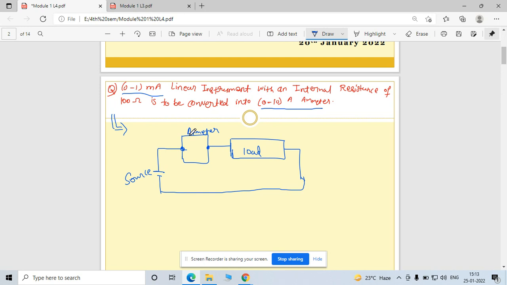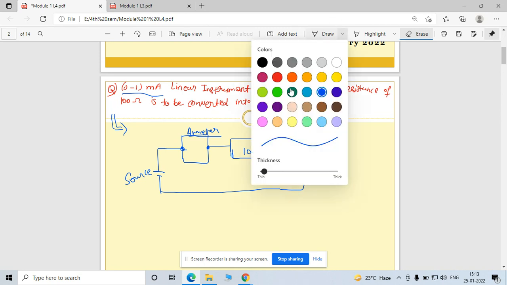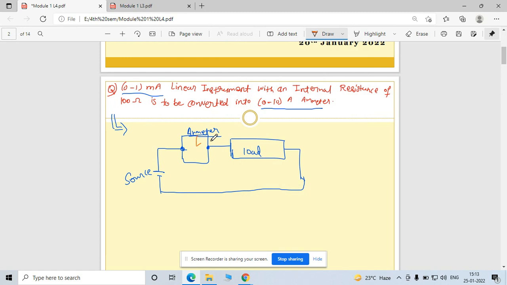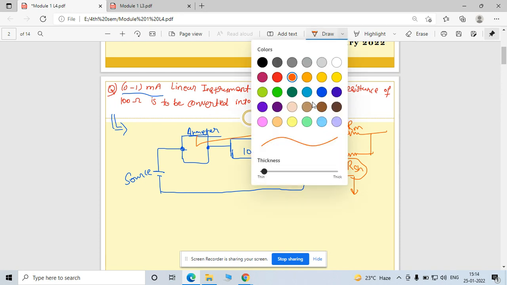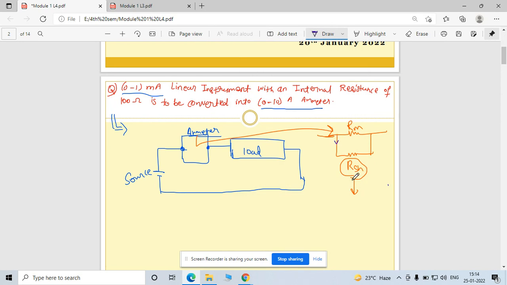Now, see the internal structure of the ammeter. It is nothing but a small resistance connected with your meter resistance. This is your meter resistance, and this is the RSH, which is connected in parallel with your meter resistance. The value of RSH is very small, so the majority of the current flows through this shunt resistance, and because the meter resistance is comparatively high, only a very small amount of current flows through the meter.